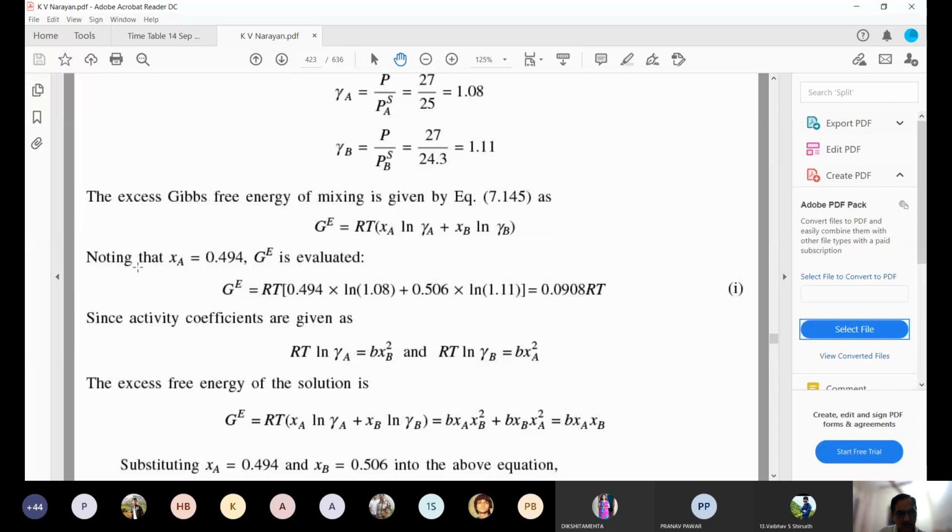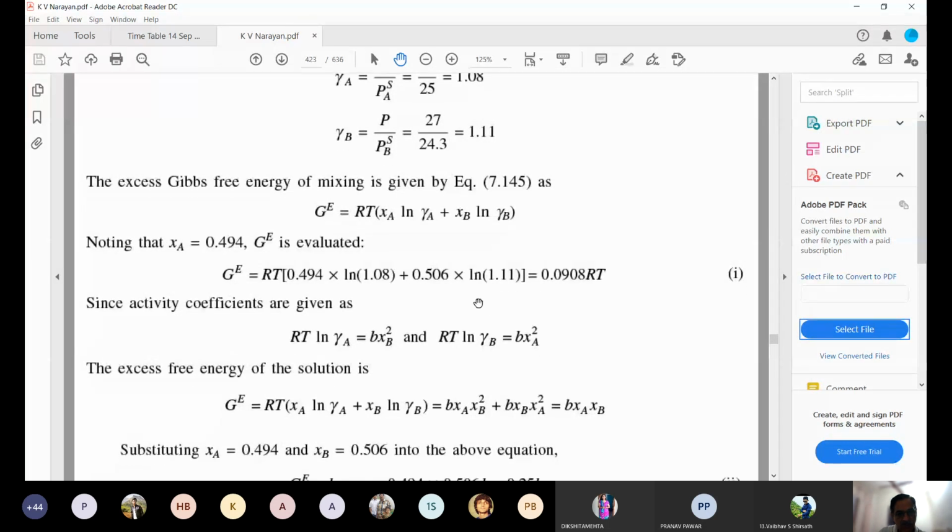Right? And we know that XA is equal to 0.494. So you can substitute in this equation and find GE, excess Gibbs free energy, in terms of RT. No need to put the RT value because it will cancel out.